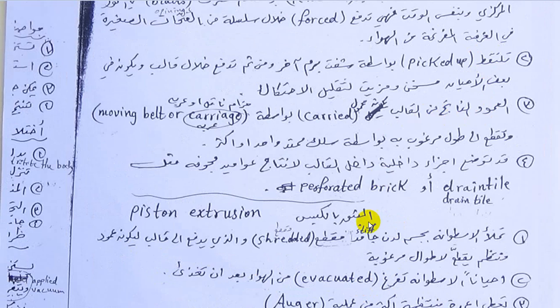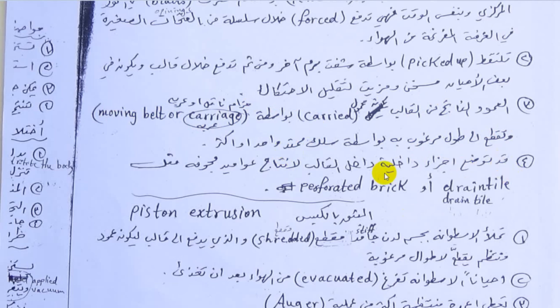The resulting shaft of the mold will be carried by a moving belt or carriage, as you can see here. The shaft from the mold will be carried by a moving belt or a carriage, and will be cut to the desirable length by using an extended wire.